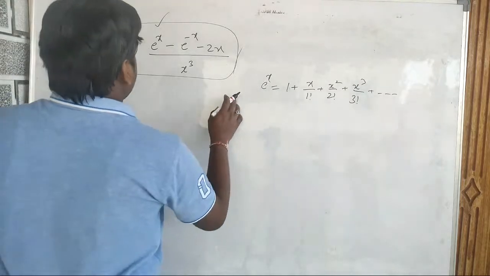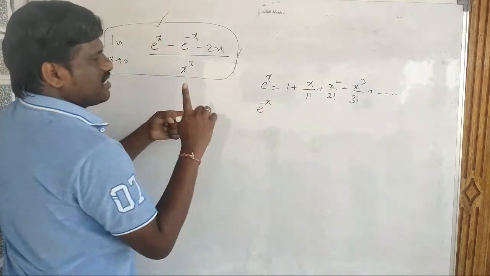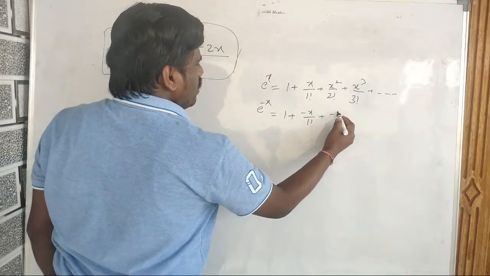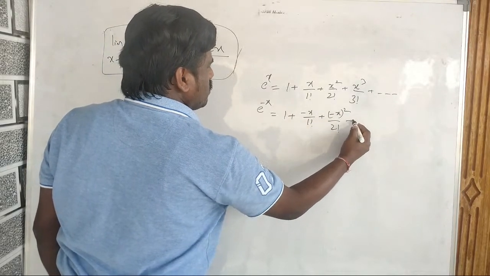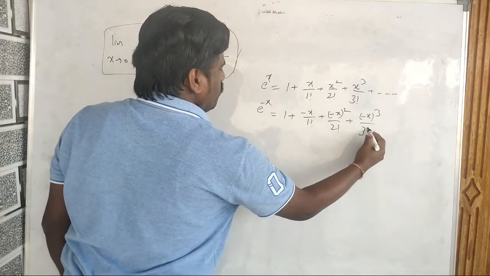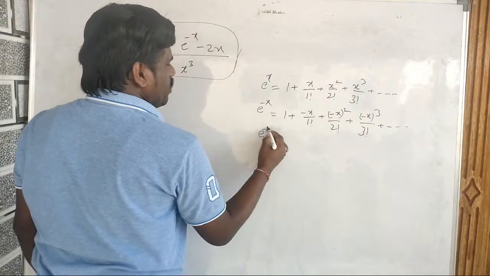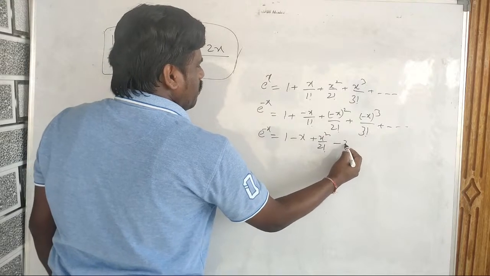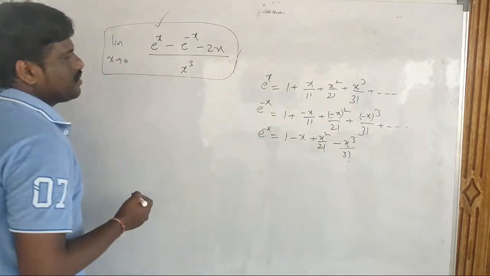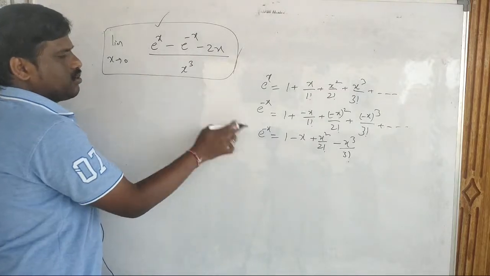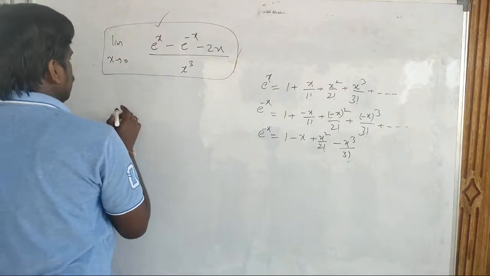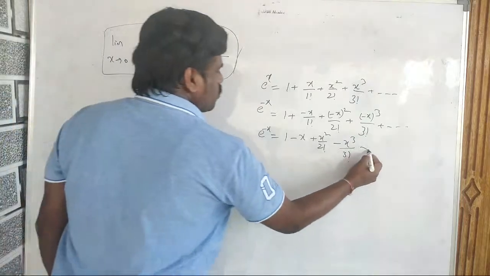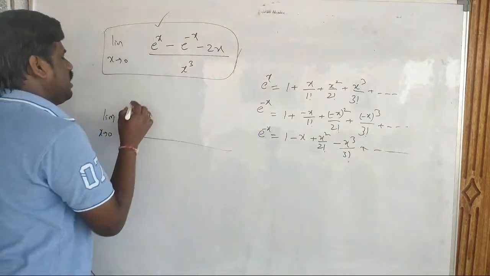This is e power x. What does e power minus x mean? Wherever x is there we substitute minus x. So 1 plus (minus x) by 1 factorial plus (minus x) whole square by 2 factorial plus (minus x) whole cube by 3 factorial and so on. It means e power minus x expansion is 1 minus x plus x square by 2 factorial minus x cube by 3 factorial. Now the denominator has x cube, so I can substitute the expansion up to x cube. So I can write limit x tending to 0 with the e power x expansion, which goes on infinitely.